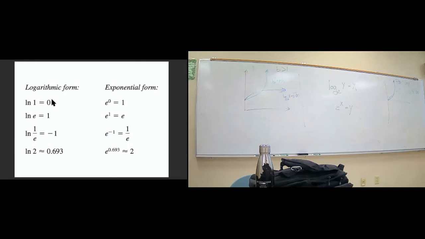So just some details, some points here. We know the natural log of 1 is equal to 0 because e raised to 0 has to be 1. We know the natural log of e is equal to 1 because e raised to the first power is equal to e. We know the natural log of 1 over e is equal to -1 because e raised to the -1 is equal to 1 over e. So forth and so on, right?